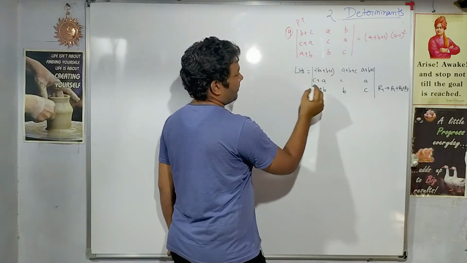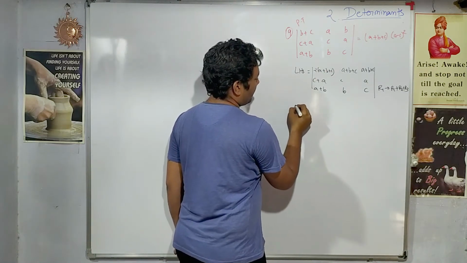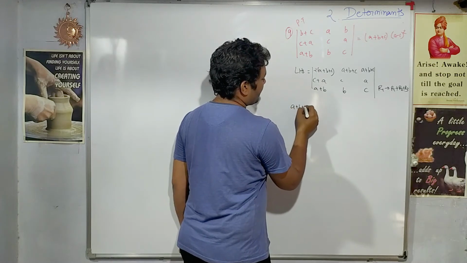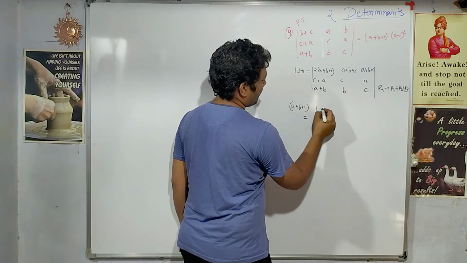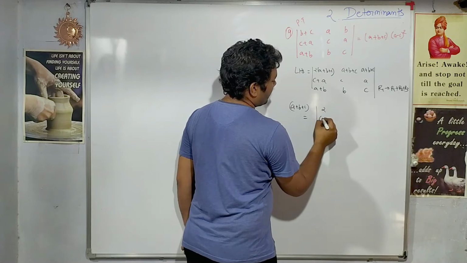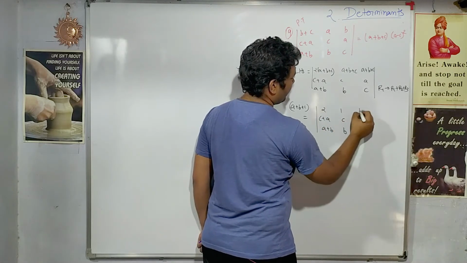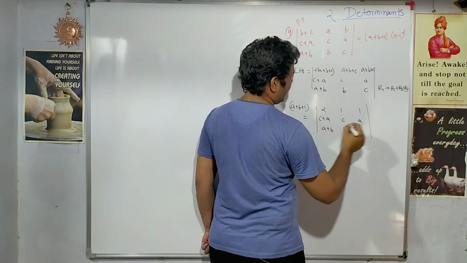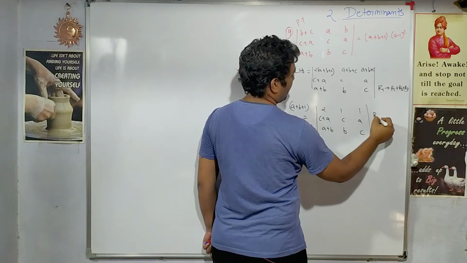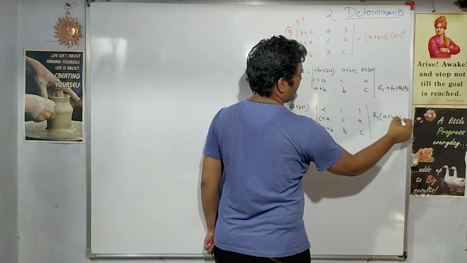So now I have a plus b plus c common. So from row 1 I have taken a plus b plus c common, and the row is 2 plus... c plus a plus b, then 1, c, b, 1, a, c.